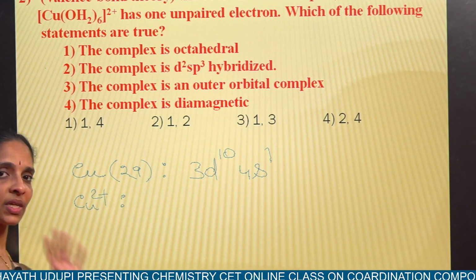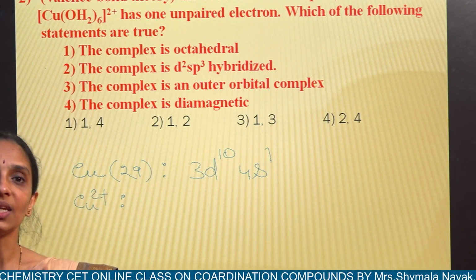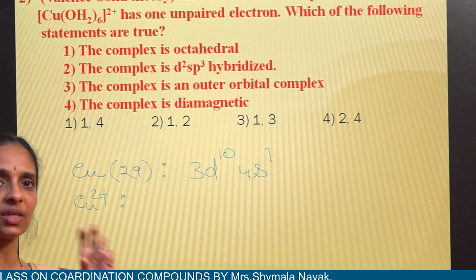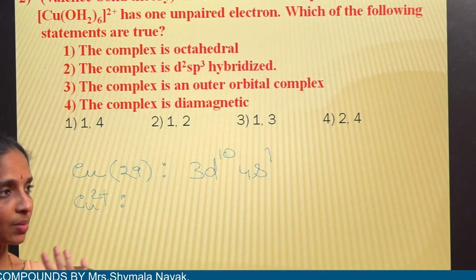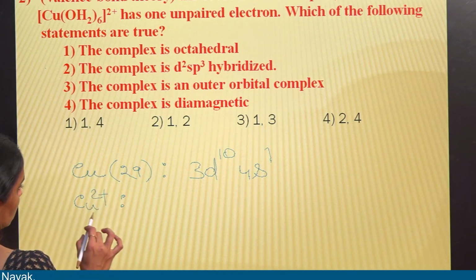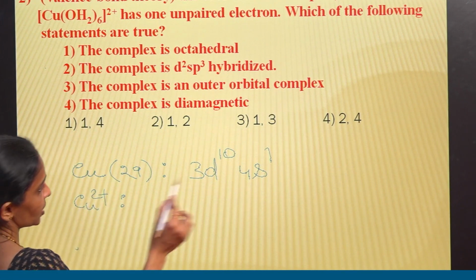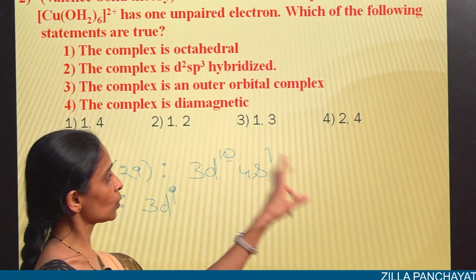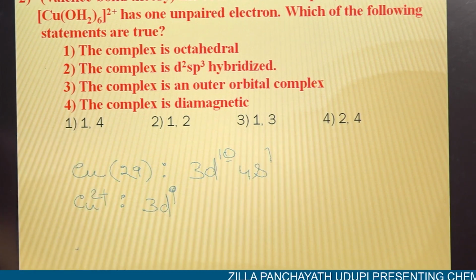Remember one thing, in coordination compounds, most of the questions need the basics, that is configurations of the central metal, which are nothing but the d block elements, transition elements. So configurations are the basis for all these solutions. Now Cu2+ configuration will be 3d9. You have to remove 2 electrons, one from here and one from here. So that makes it 3d9.